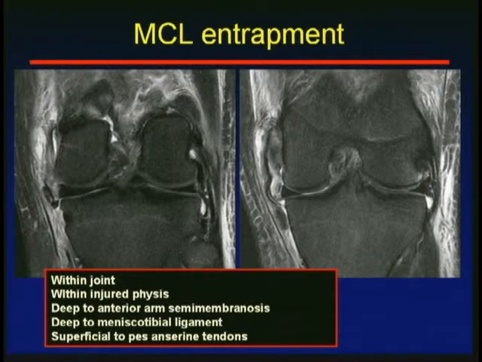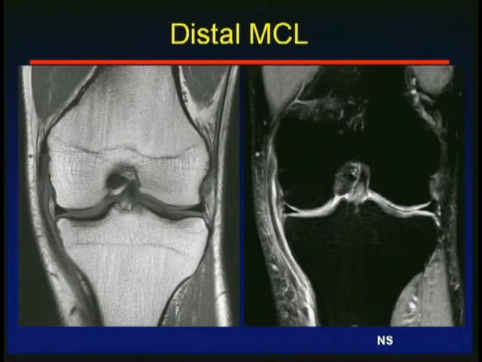It may be trapped in the joint, which is usually after a knee dislocation. The ligament or periosteum can be trapped within a physis that opens up in an adolescent, and I've illustrated some of the other structures on which it can get stuck. And there are distal forms of entrapment, and I do not have an example, but where it pulls up and then winds up resting superficial to the pes anserine tendons instead of deep to the pes anserine as it normally should, and then again will not be able to heal. In the distal MCL, injuries in this area are less common than in the more proximal portions.